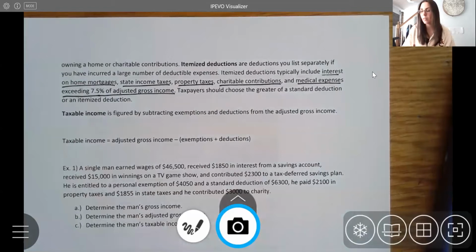As a personal example, I know myself, my husband's in construction, and for a long time, he was able to use some of his expenses for work, things like uniforms, for instance, or certain tools he needed to purchase for work as deductions, certain mileage for deductions.